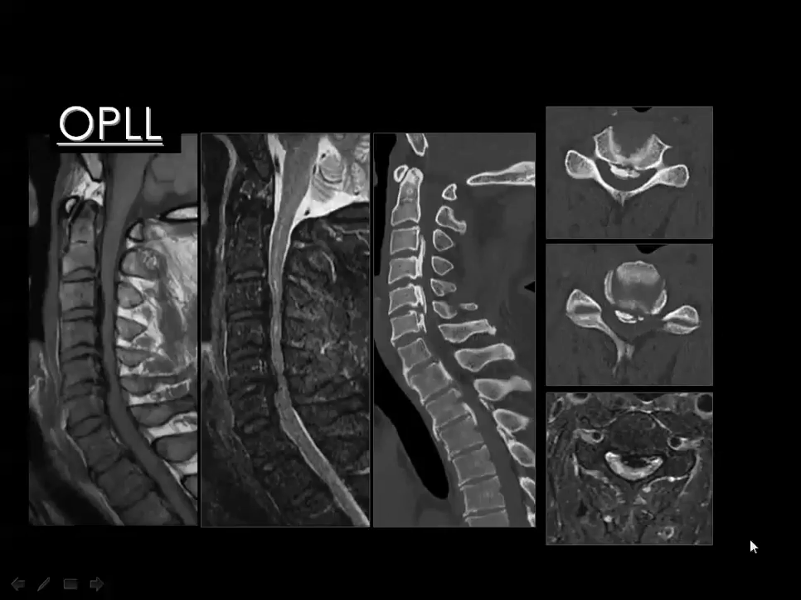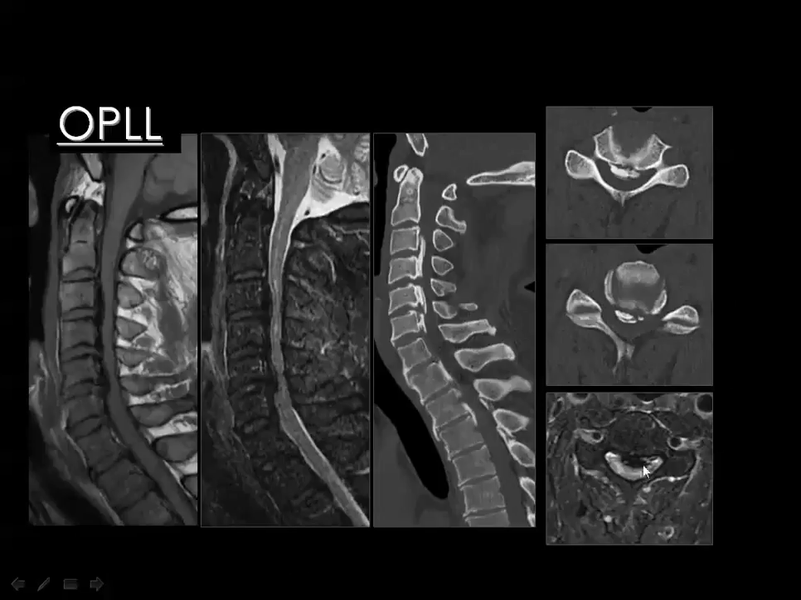Here is an example by CT. You get calcification, which is usually interrupted, of the posterior longitudinal ligament, and this is the axial image where you can see the ossification of the ligament. On MRI, you get sheets of low signal in T1, and also low signal in T2, encroaching on the spinal canal and compressing the cord.